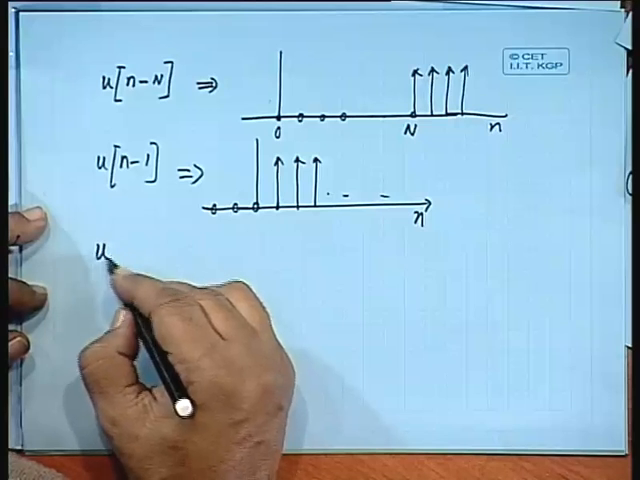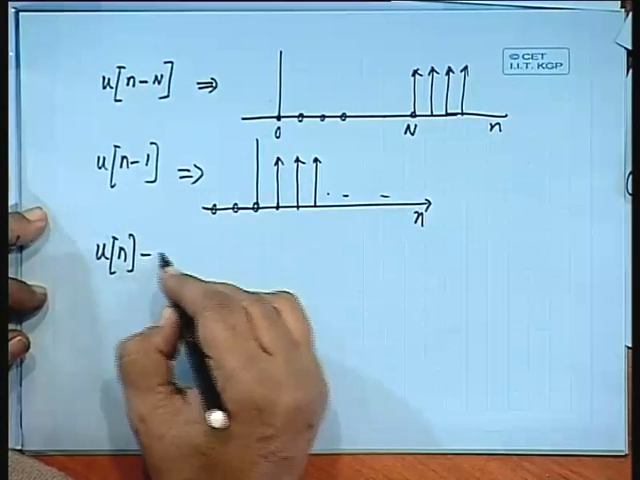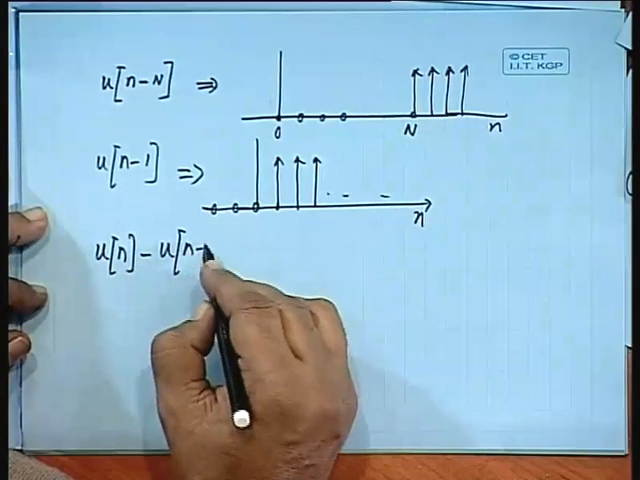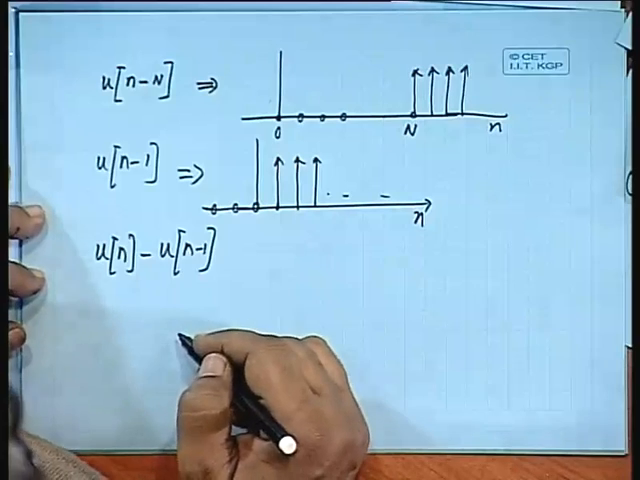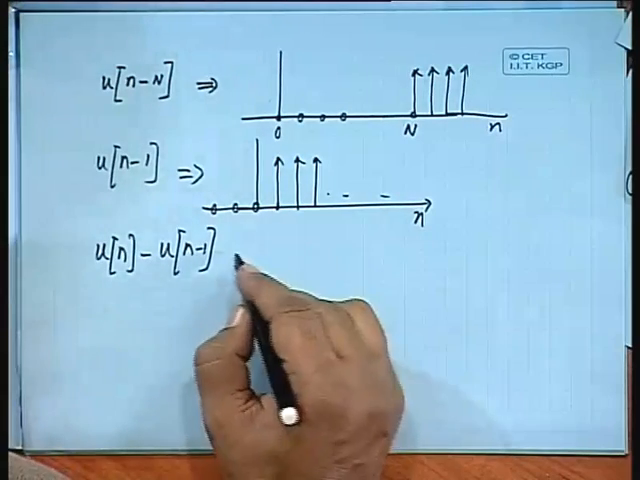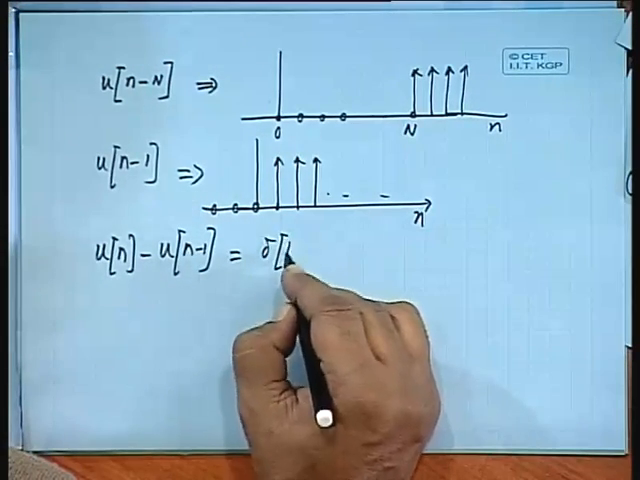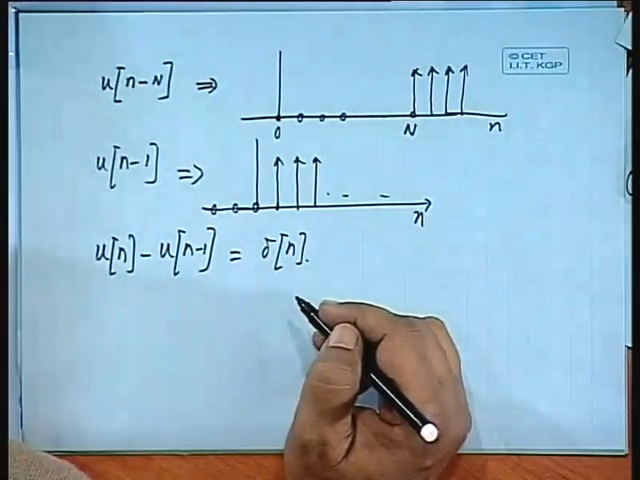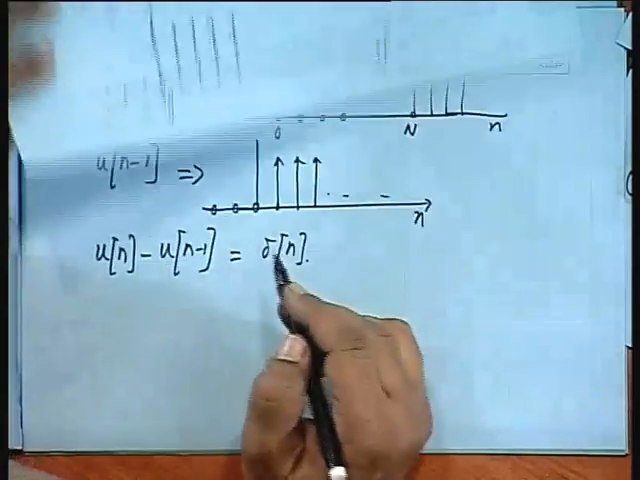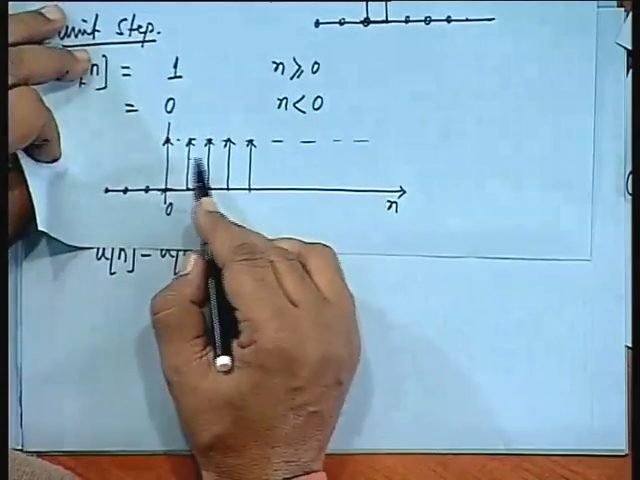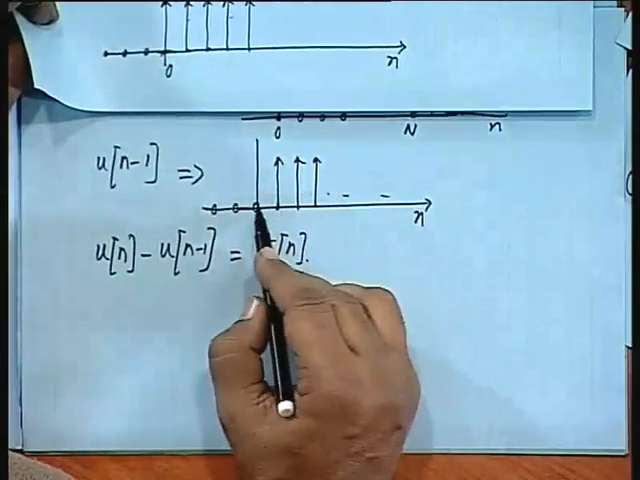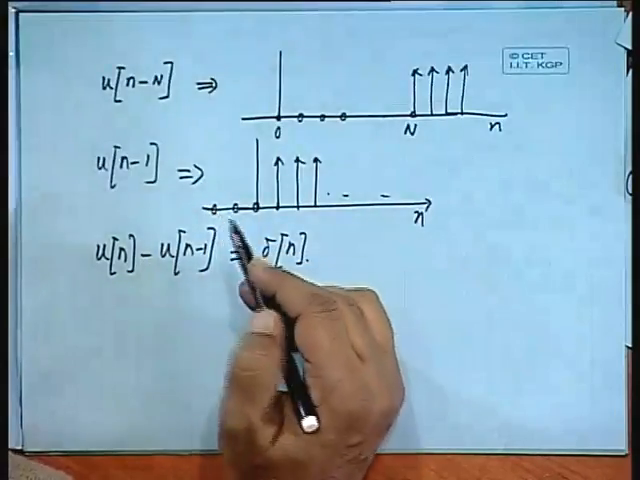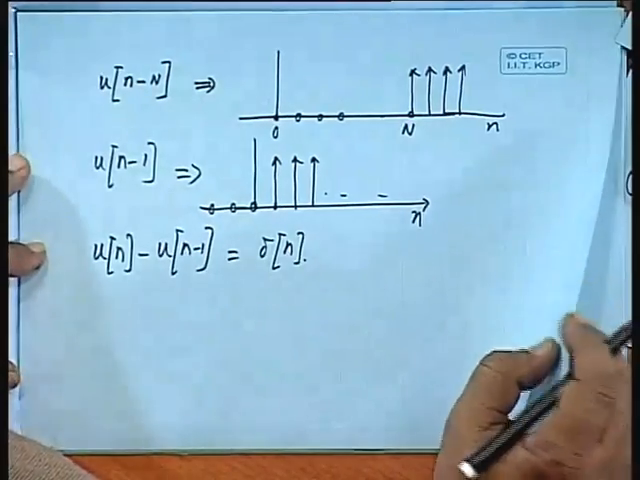So, if I take u n minus u n minus 1, what do I get? It will be a delta function. I have just subtracted from this a function like this. So, from this point onward, they will all get cancelled. At this point only this will remain. So, I get a delta function.